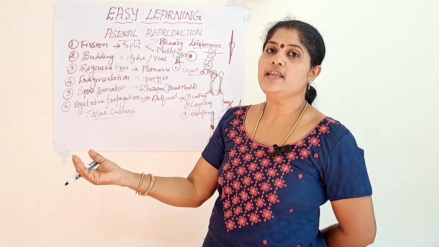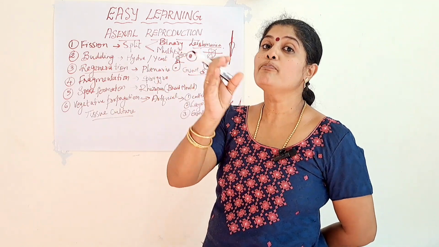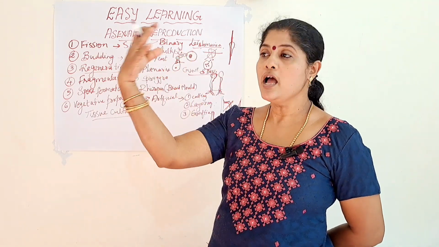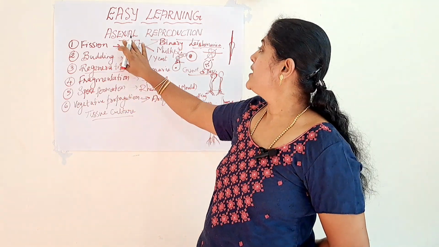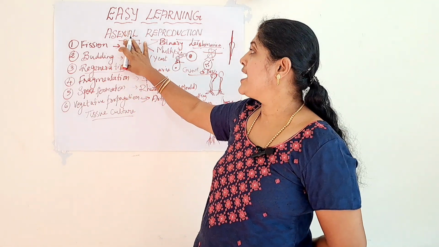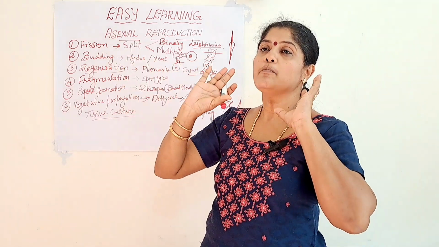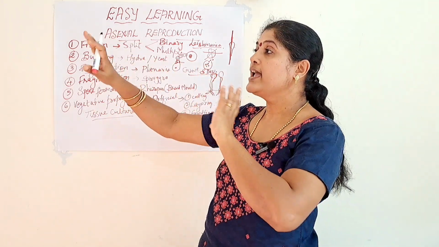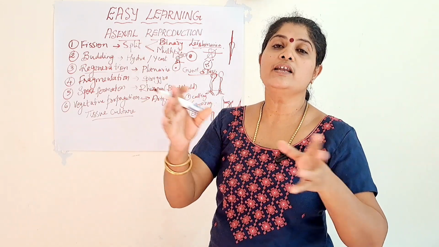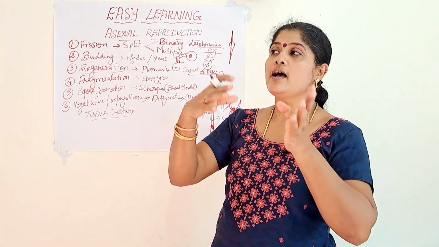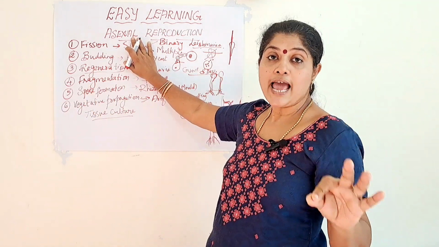So due to that variation, what happens? There may be slight changes between the parent plant and the new plant which has been produced. So that is why we cannot tell that they are the exact copies. Even though physically we can say they are exact copies, it will not be easy to identify the difference between the parent plant and the new plant which has been formed. There are slight variations.